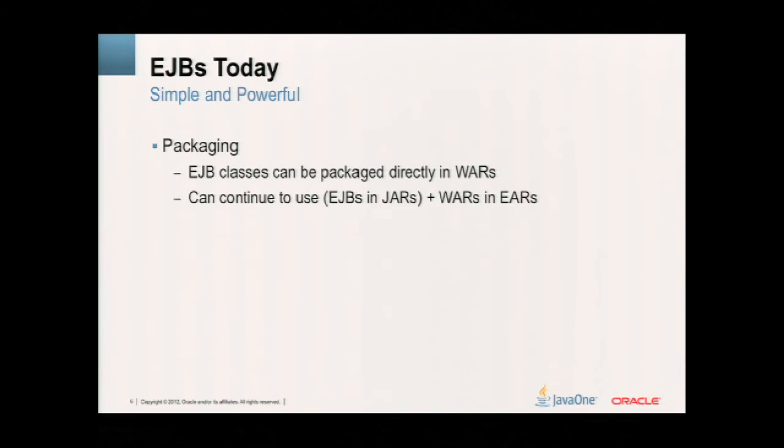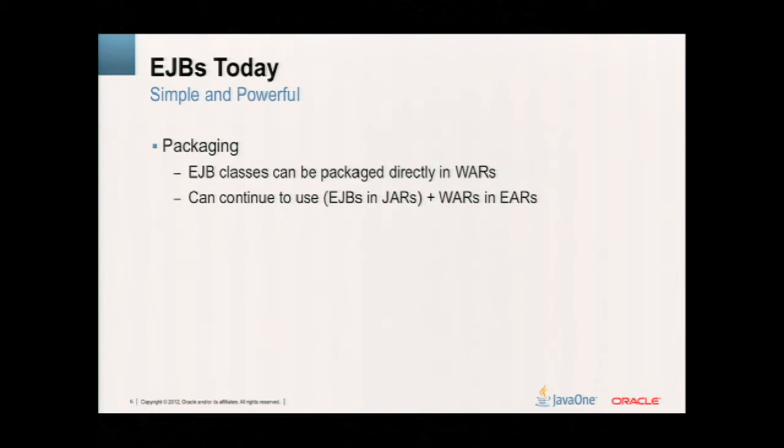All right. Another area that EJBs have improved on, especially in 3.1, is packaging. Traditionally, EJBs had to be packaged in jar files. So what this meant was, if you have a web application which uses EJBs, you would package all your web content in a WAR file, you would package all your EJBs in a jar file, then you would have to combine your WAR file and jar file together into an EAR file and deploy the EAR file. With EJB 3.1, this restriction has been removed, and now you can package EJBs directly into a WAR file.